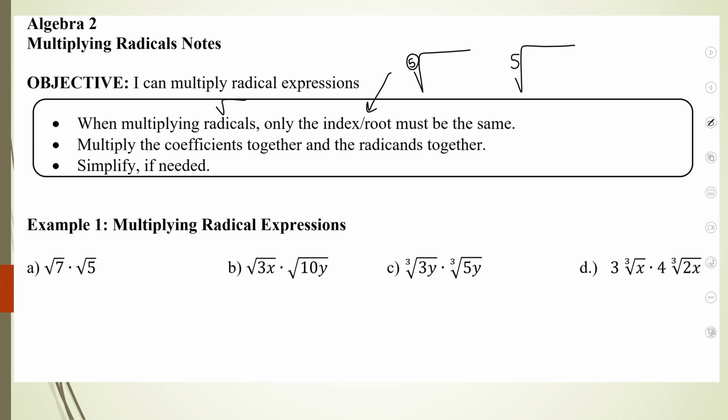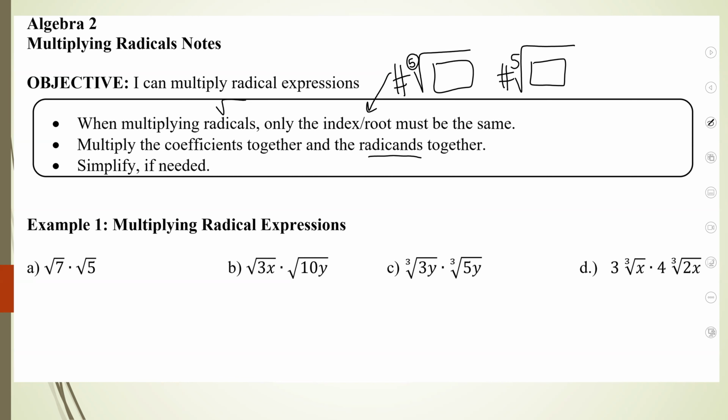If the roots are the same, then you can multiply them together. Okay? And then you're going to multiply the coefficients together. The coefficient is the number in the very front. You'll multiply those together. And then the radicands together. That's what's on the inside. You'll multiply them together. And then we'll simplify if needed.